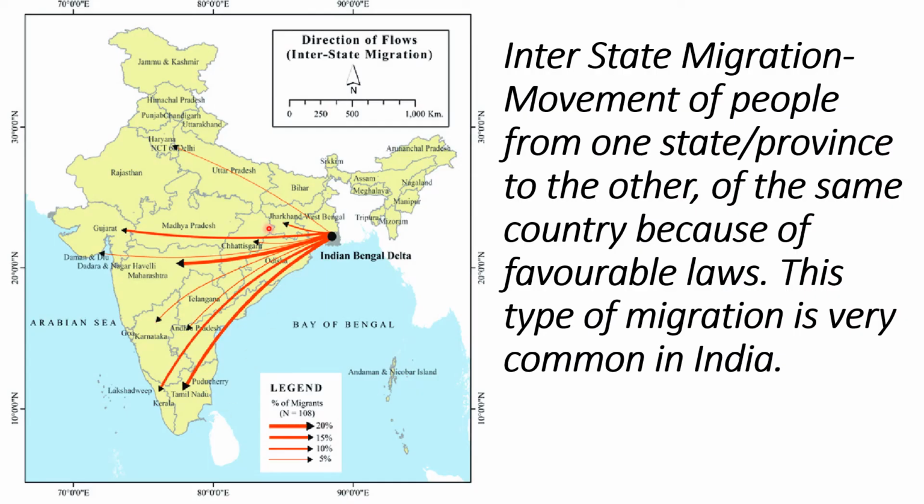Next migration is interstate migration. In this, the movement of people is from one state or province to another of the same country because of favorable laws. All the countries in the world have allowed their citizens to move, to work and to settle from one state to another within the same country for the development of the country. This type of migration is very common in India.